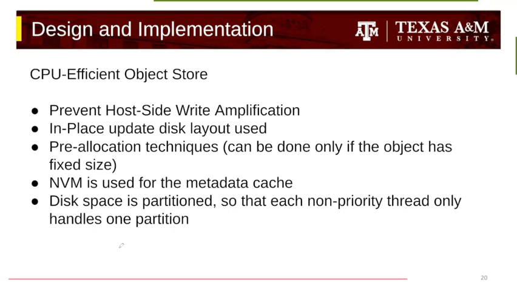Another thing is that they are partitioning the disk space in such a way that each non-priority thread only handles one partition. So there won't be multiple non-priority threads handling the same partition, so you won't have to keep track between them and make sure that they're not clashing with each other. Each non-priority thread only deals with one logical section, one partition. So there's a nice even split between them. That's about all of the suggestions, all the key points in their new architecture. And to see whether it actually improved the performance, I'll hand it over to my friend to explain the results and evaluation.